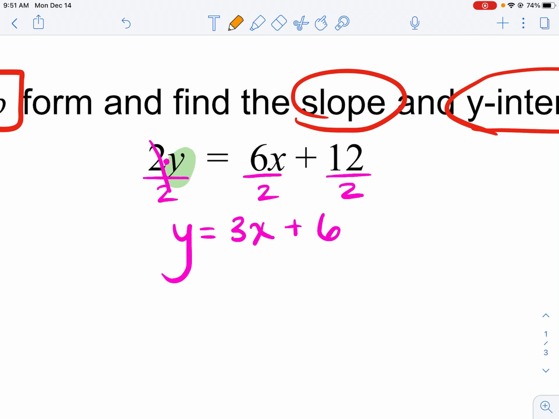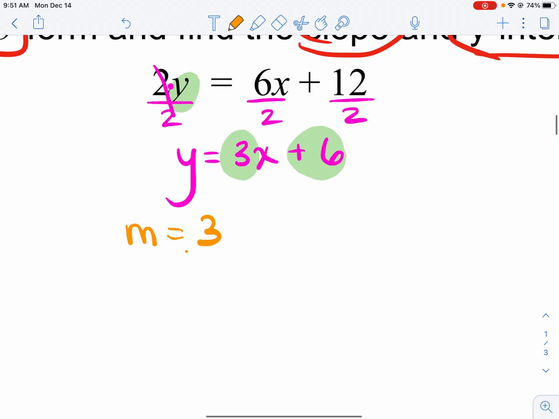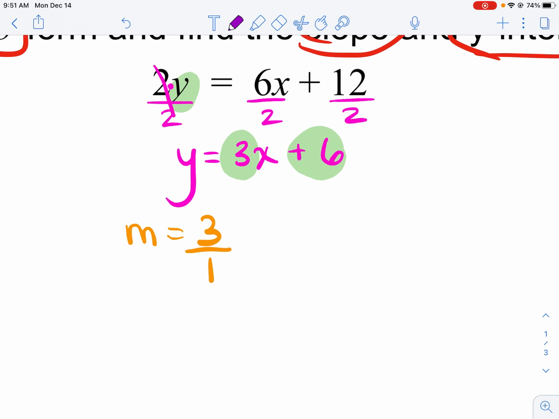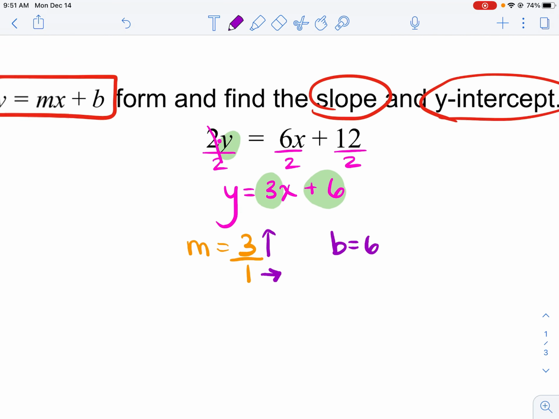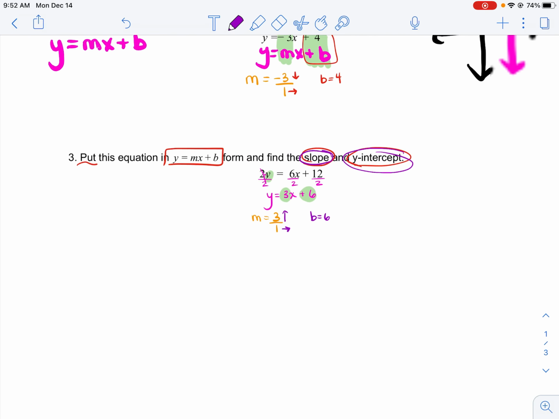So again, what is our m and our b value? Our m is in front, our b is here. Our m is going to be positive 3, which means that our rise over run, we're going to go up 3 and to the right 1, and our b is going to be 6. Again, we can't find the slope and y-intercept until we have m and b.